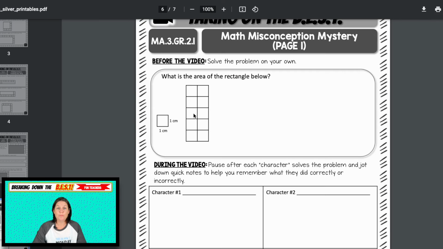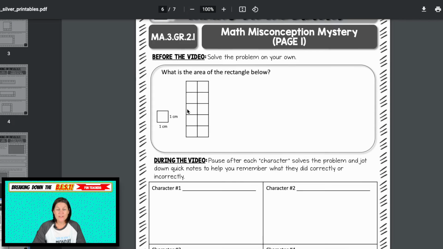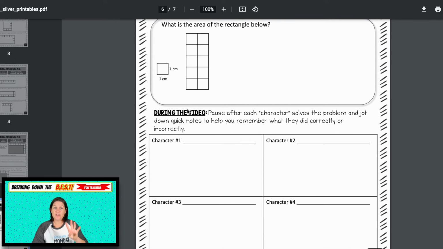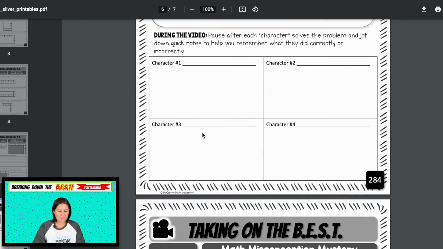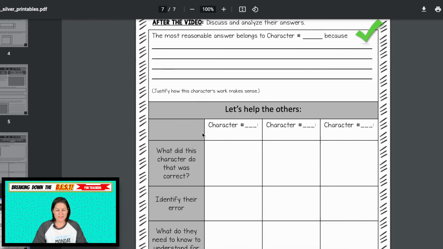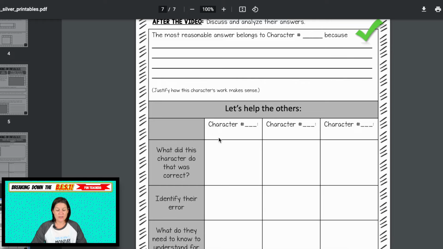So first, your students will be advised that they can complete this problem on their own. And then they will watch as 4 characters solve the same problem, 3 of them making a mistake and 1 of them solving it correctly. And yes, those characters are just me dressed up in silly costumes with silly accents. They're a lot of fun. So it's great for math discourse and really listening in for error analysis.